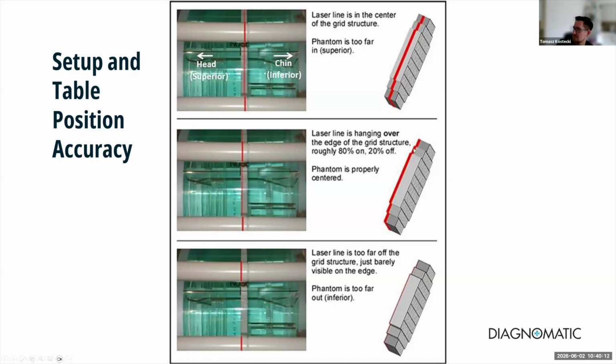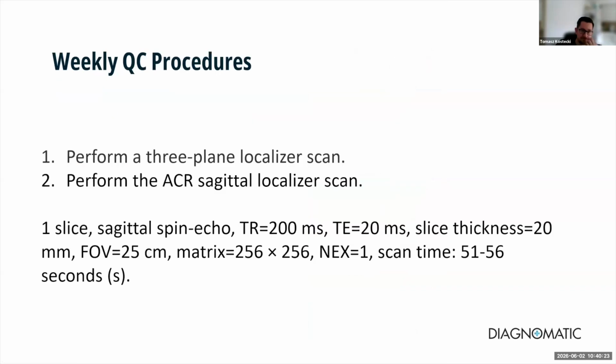So as you can see here, the laser just slides on the surface of the grid. After positioning the phantom, we can start the scan. First, we perform a three-plane localizer to check the general position and alignment of the phantom. After that, we perform the first ACR sequence, the sagittal localizer.